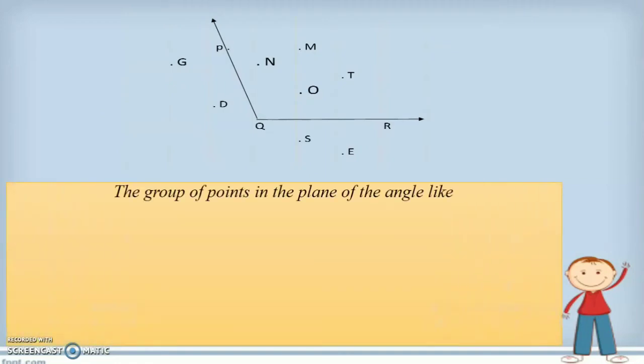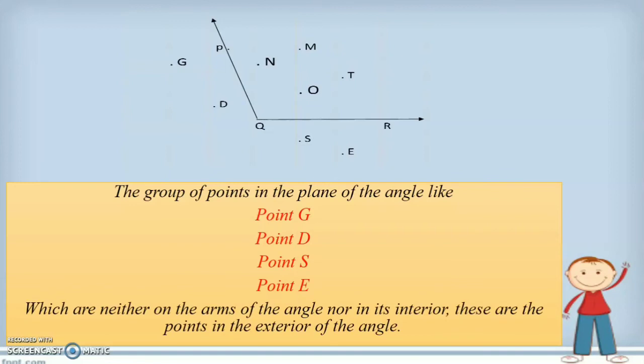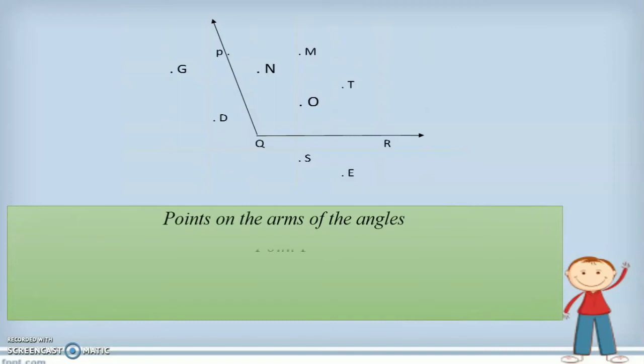In the similar figure, note the points which are in the exterior of an angle. So, point G, point D, point S and point E are neither on the arms of an angle nor in its interior, but these are the points which are in the exterior of the angle. And finally, in the similar figure, note down the points which are on the arms of the angle. So they are point P, point Q and point R.